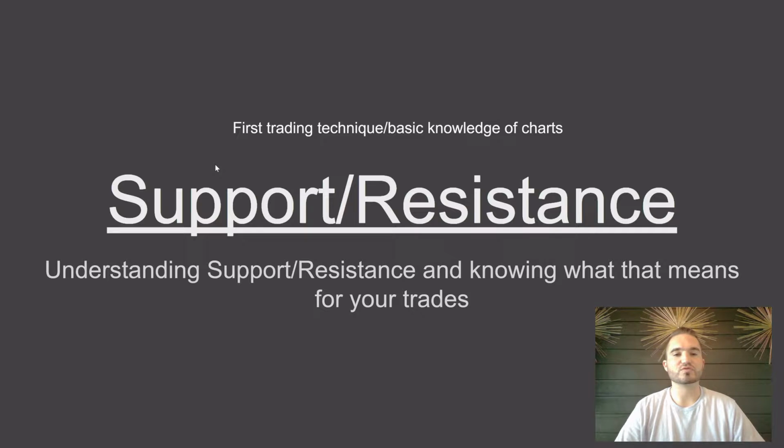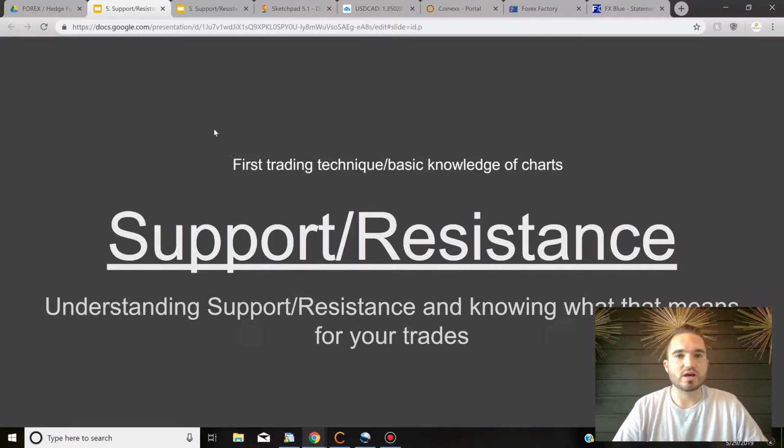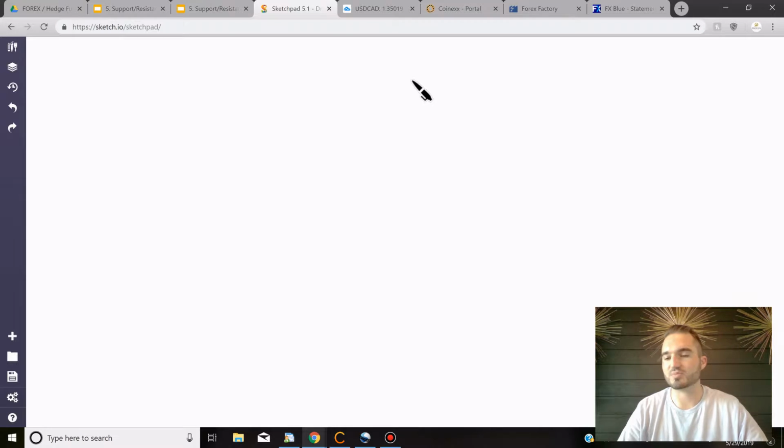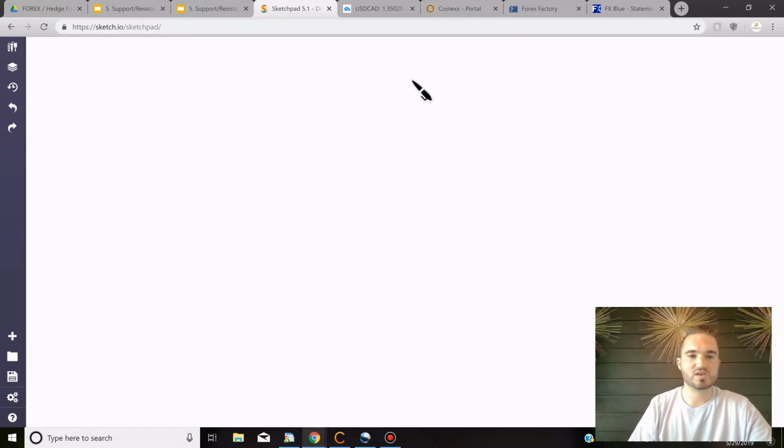Okay, so this first trading technique, or one of the main principles you need to understand, is support and resistance, and understanding what that is for your trades. I'm going to do a lot on TradingView showing you how to work support and resistance. I'm also going to use this little sketch pad right here. I'm going to use my hands, so don't mind if I'm doing this.